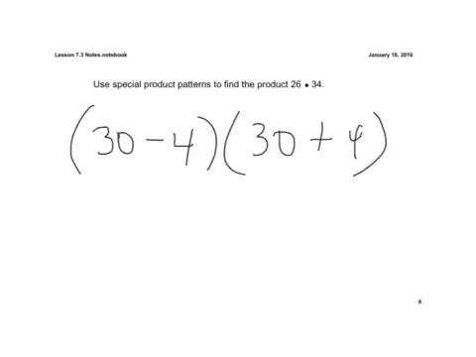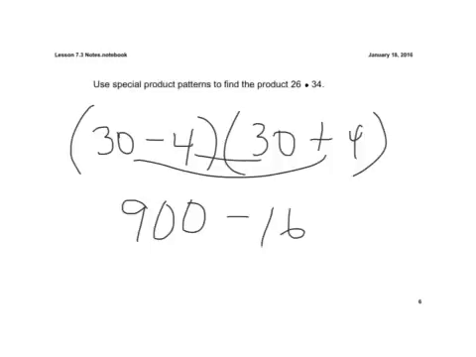So if we look at the pattern, it was the first term squared, which is 900. Remember, your middle terms were supposed to cancel out, which they do, minus 16. So then 900 minus 16 is 884. So there's the answer of 26 times 34 using the special product pattern.